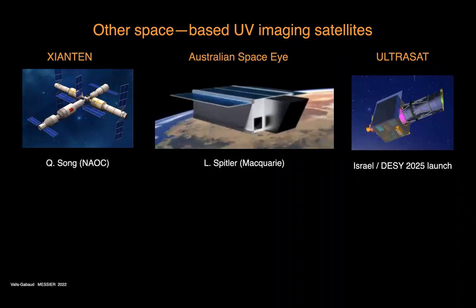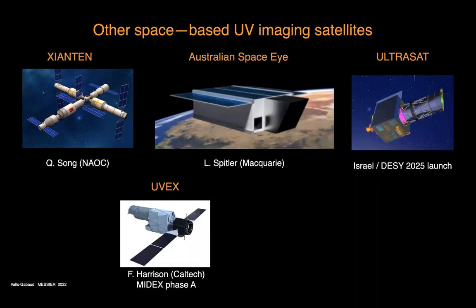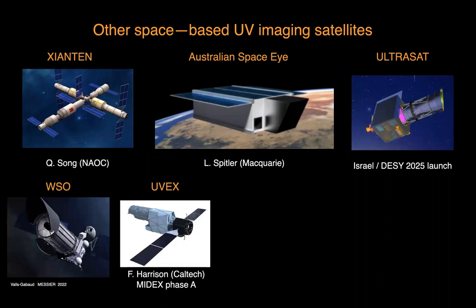You have a small 12U or 9U CubeSat from Australia. We have UVEX. UVEX is a JPL or Caltech-led mission. Actually, they are looking at phase A at the moment, and NASA will decide within a year or so. And these are sort of super galaxies, more sensitive, and with capabilities of pointing a bit like Ultrasat. We have the Russian WSO, which has been delayed for many years, but they are now close to completion.